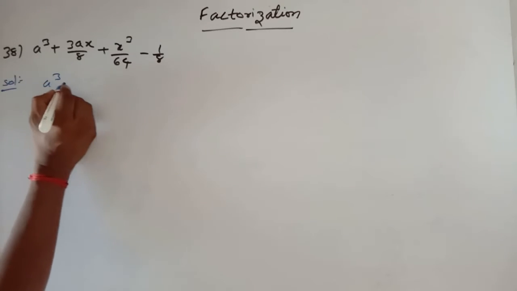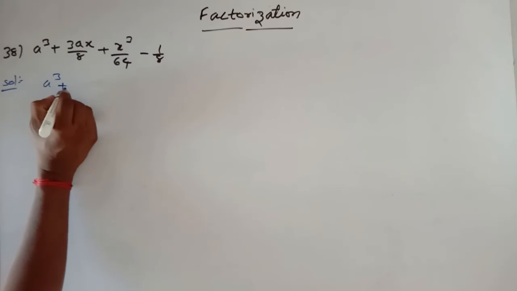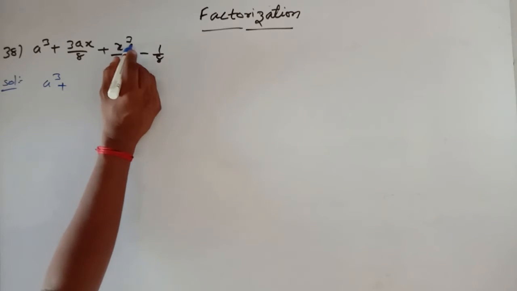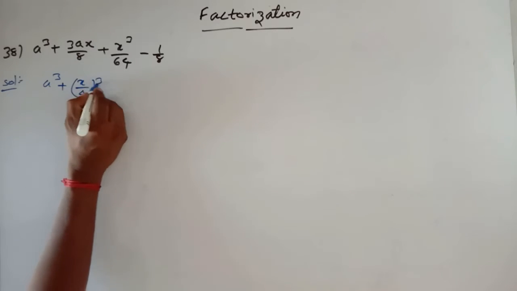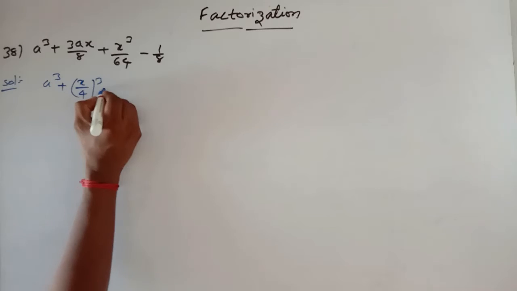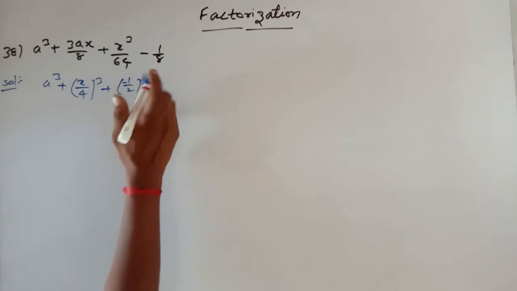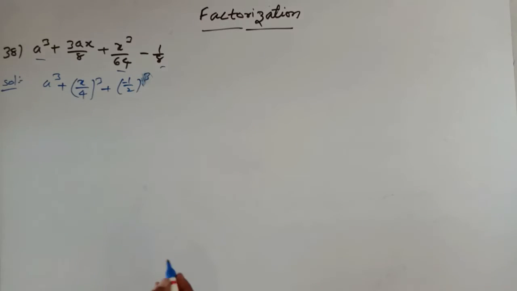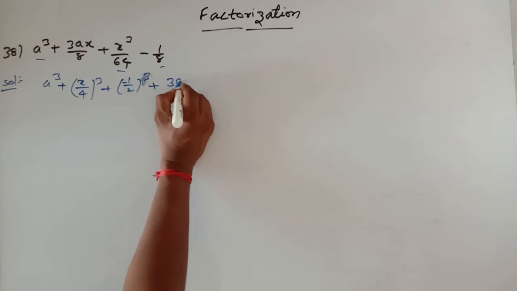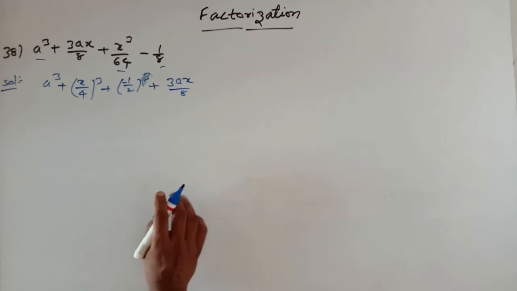a cube plus, so this x by 3 I am expanding, that is x by 4 whole cube equal to 4 cube value is 64 plus of minus 1 by 2 whole cube. So this one gone, this gone, and this 3. I am expanding into cubes plus 3ax by 8. This is the question there.